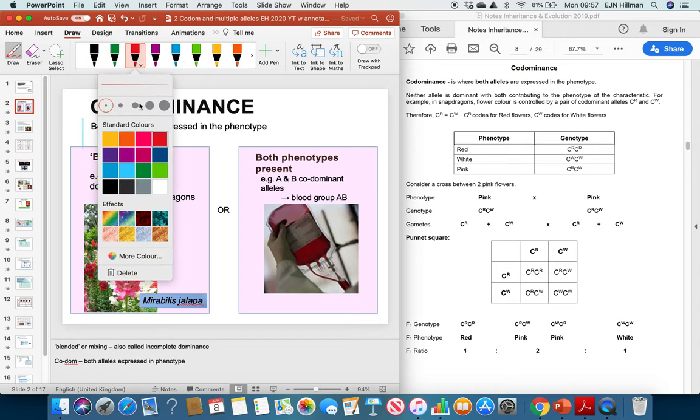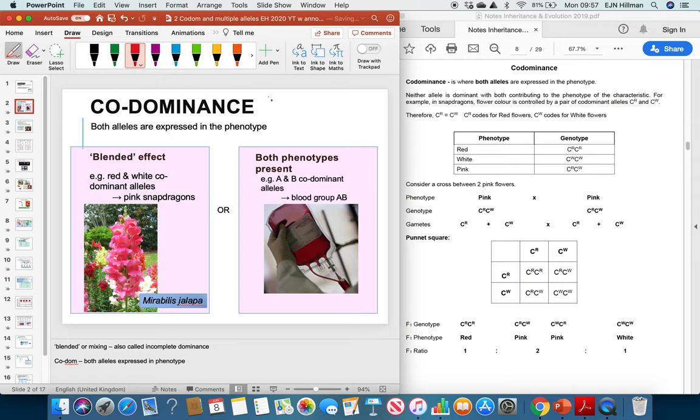However, if you look it up online, you may see descriptions of codominance, or sometimes incomplete dominance. Now, for the AQA A-level specification, we can just lump those two things together as codominance, meaning that both alleles are expressed in the phenotype. Okay, and that can be via this blended effect.